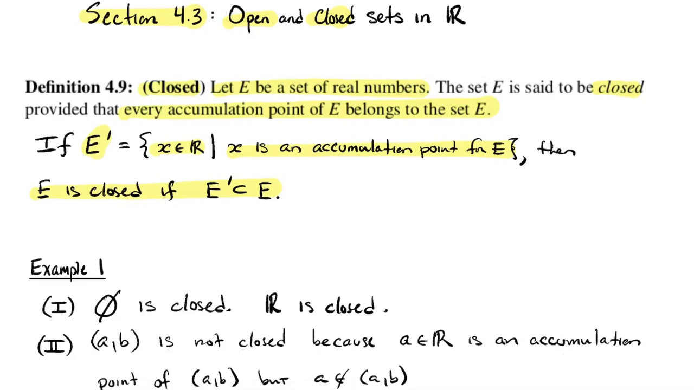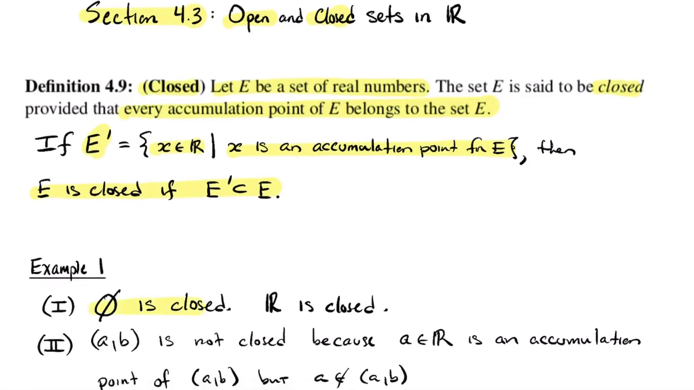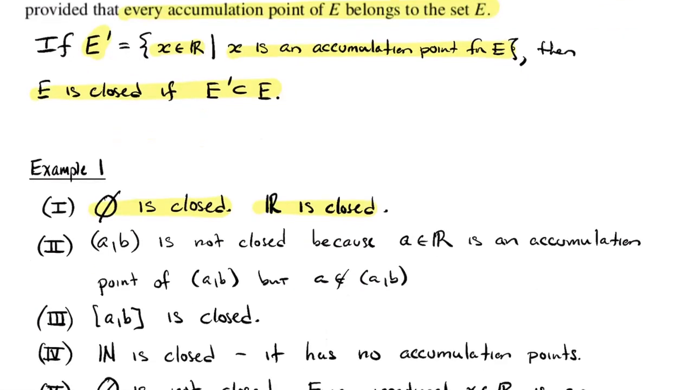Let's look at some examples. The empty set is closed. The empty set doesn't have any accumulation points at all. No point in the real numbers can be an accumulation point of the empty set. So vacuously, all the accumulation points of the empty set belong to the empty set. Likewise, every point in R is an accumulation point, and certainly every point in R belongs to R, so R is also closed. And so we have two examples of closed sets.